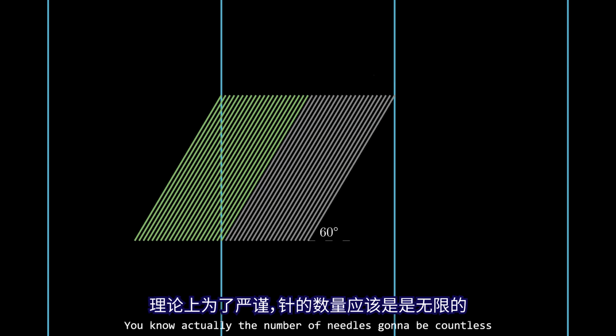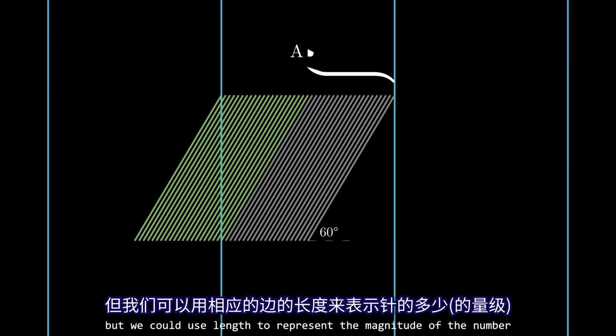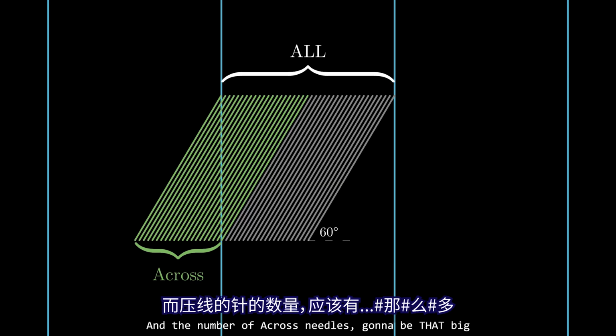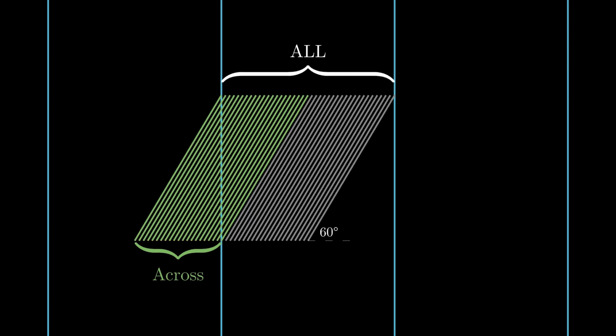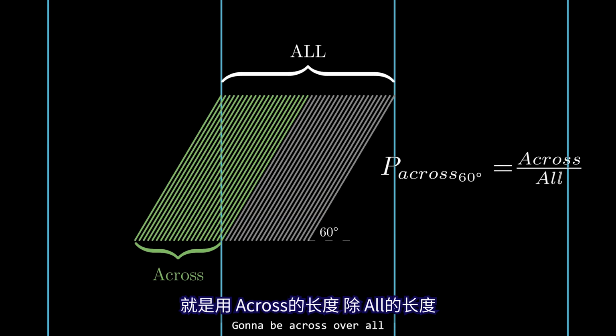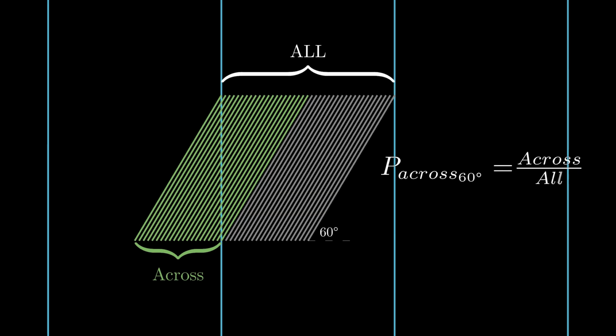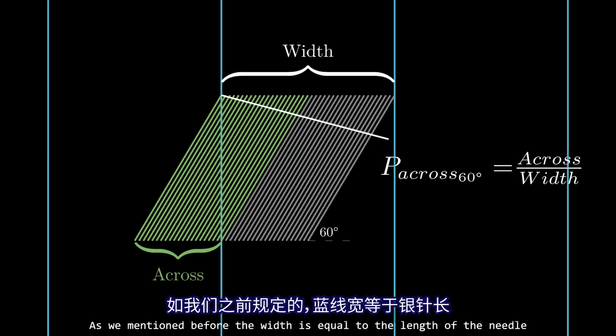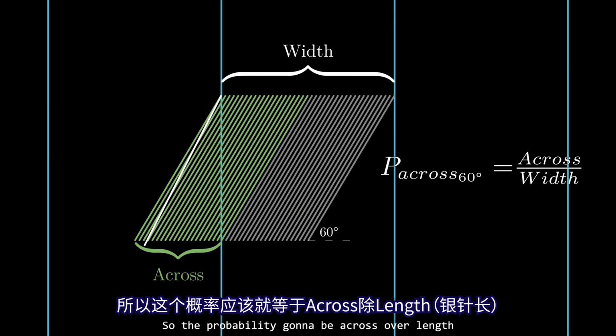You know, actually the number of needles is gonna be countless, but we could use the length to represent the magnitude of the number. So the number of all needles is gonna be that big. And the number of crossing needles is gonna be that big. The probability we want to calculate is gonna be crossing over all, which is crossing over width. As we mentioned before, the width is equal to the length of the needle. So the probability is gonna be crossing over length.